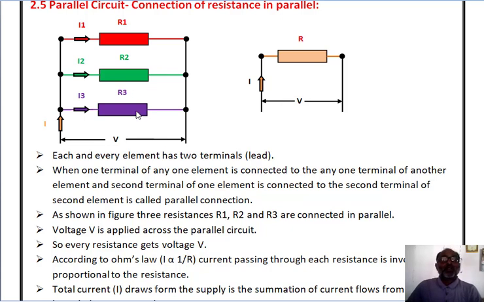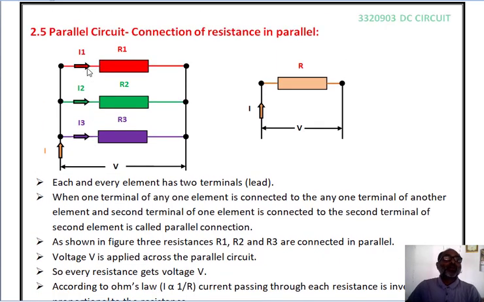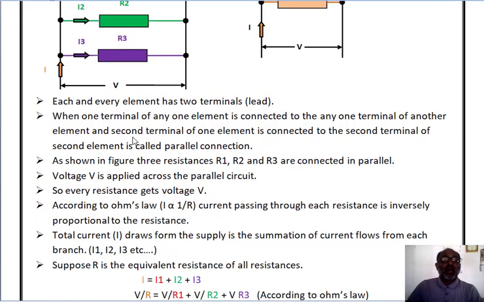Now according to Ohm's law, I is inversely proportional to the resistance. So the current passing through each resistance is inversely proportional to its resistance. The total current I drawn from the supply is the summation of the current flowing in each branch. Here I1 is passing through resistance R1, I2 through R2, and I3 through R3.